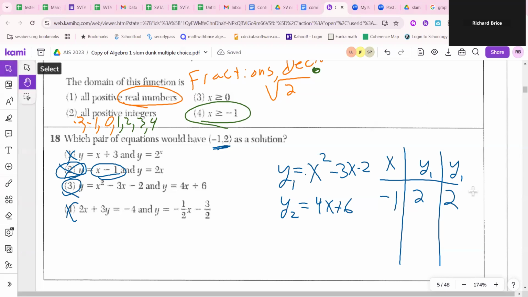Type them into y equals, take a look at the table. They have to have that solution at -1 for the x, has to have 2 for the y.